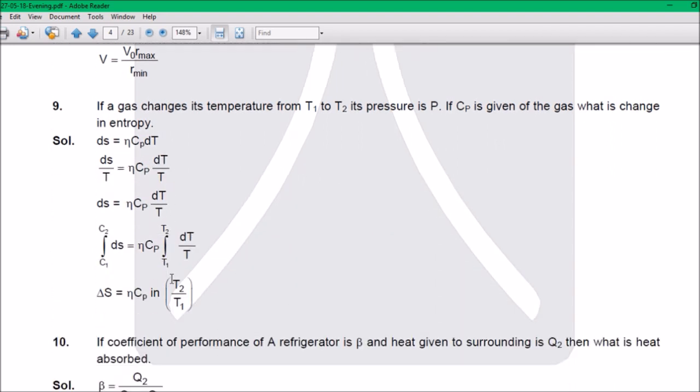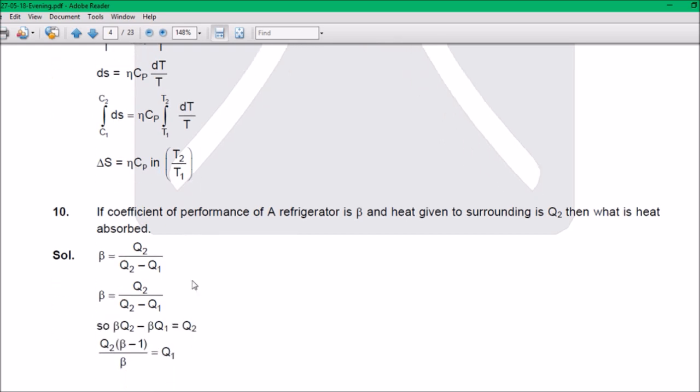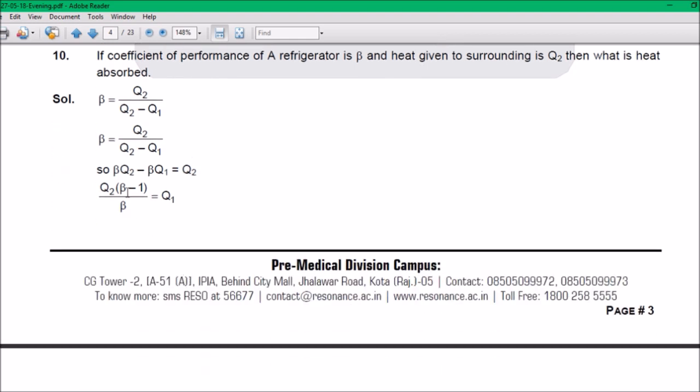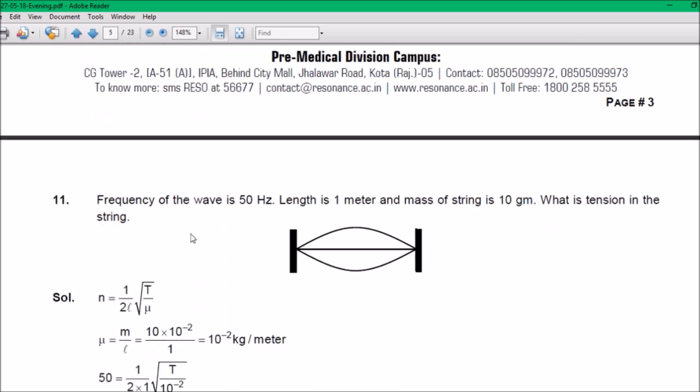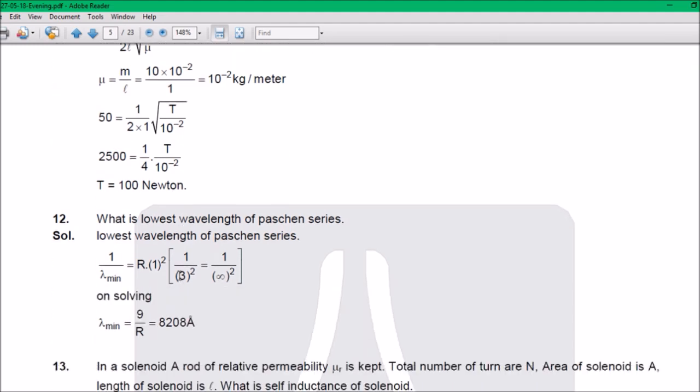Question number 9, here you can see the delta S in T2 by T1. Okay. And then question number 10, you can see beta is equal to Q2 upon Q2 minus Q1. Refrigerator based question. The answer is Q2 into beta minus 1 upon beta is equal to Q1. And then 11th is 100 Newton.